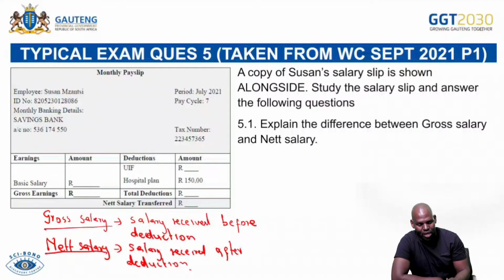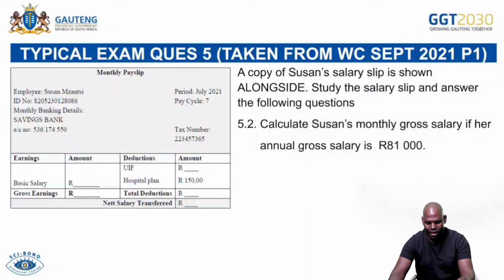So net salary usually is the amount that will be deposited into an account. Gross salary is what they tell you, this is how much we're going to give you every month, but in some cases we're going to subtract something. So gross salary is the salary received before deductions, and the net salary is the salary received after deductions. Just make it easier for yourself. You don't have to make it very long.